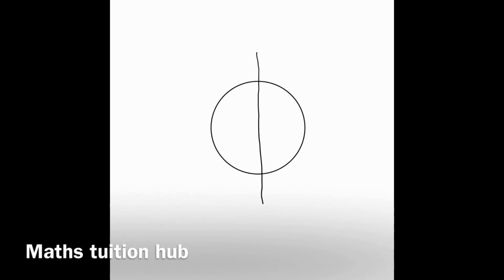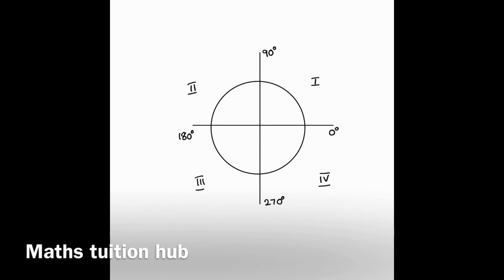Let's begin with the CAST diagram. We draw a circle and divide the circle into 4 quadrants and label each quadrant with the numbers 1, 2, 3, 4 in an anti-clockwise direction, and label angles on the diagram 0, 90, 180, 270 and 360 degrees. And now label the word CAST starting from the 4th quadrant and in anti-clockwise direction again. C means cos positive, A is all positive, S is sin positive, and T is tan positive. Label angle in each of these quadrants.